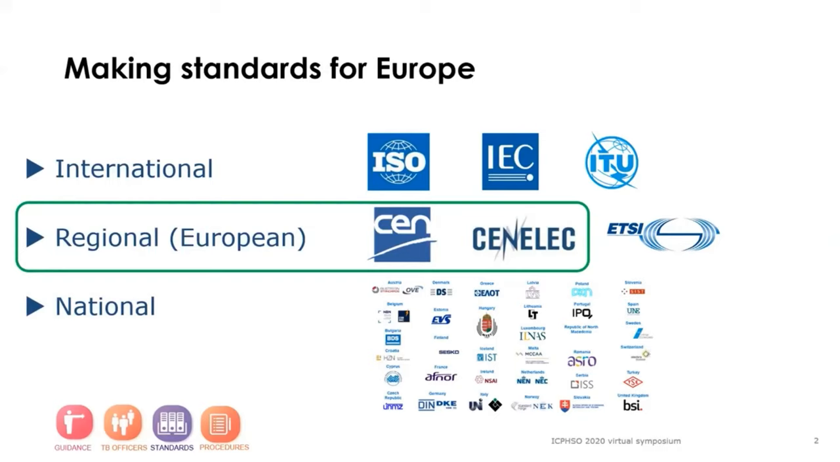As you know, when it comes to standardization, there are three main layers. One layer is the national member, that you are part of. The second layer is the European layer. And we have a third layer, that is the international standardization system.